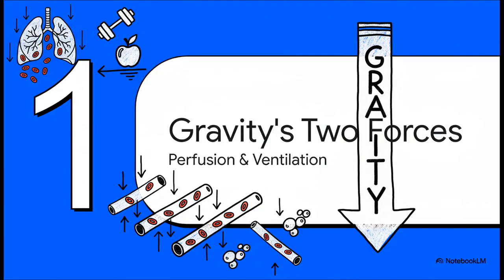Okay, let's get back to basics. To really get the West zones, you have to realize gravity is playing a double agent. It's pulling down on the blood flowing through your lungs, that's perfusion, and it's also pulling down on the lung tissue itself, which affects your breathing, or ventilation. Let's start with the blood.